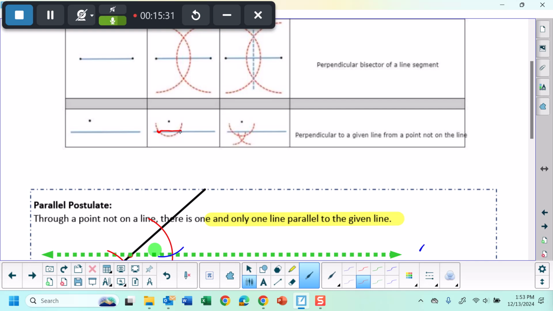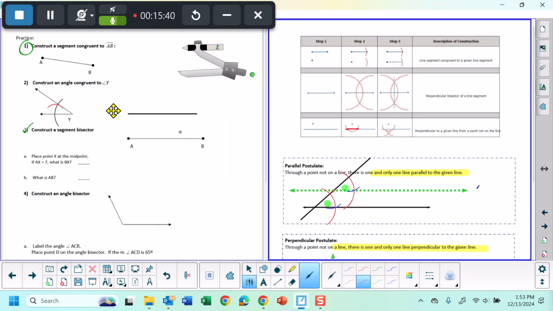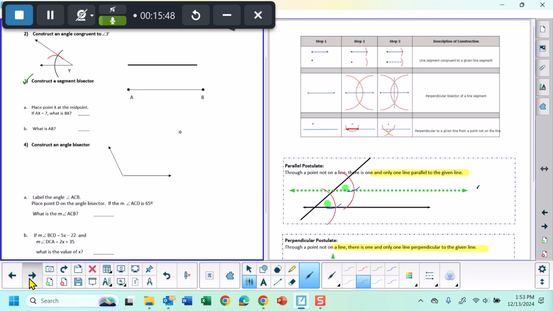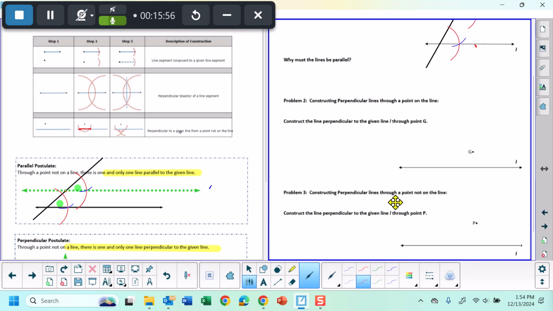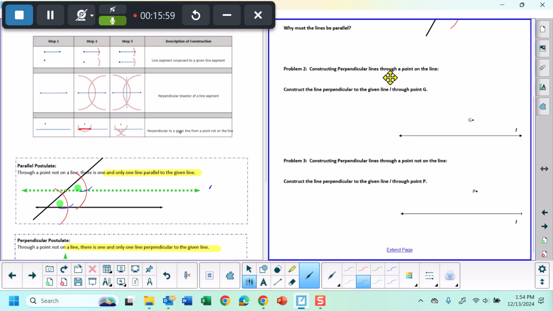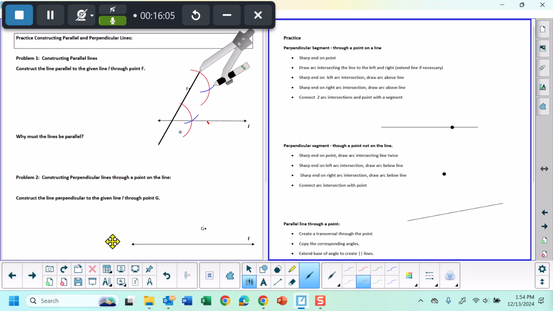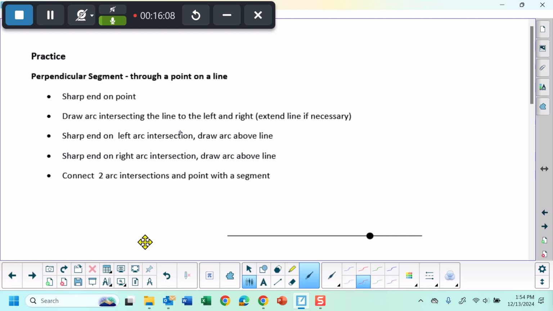All right, let's talk about the rest of this packet. So when you look at the rest of this packet, let's go ahead and page through it. You should have already done the page before, the one that had the parallel and perpendicular postulate. So that was what we did on the day before Thanksgiving. The page after it is more practice doing parallel and perpendicular lines. Some of the descriptions are different from what the picture is, so just go with the picture. The next one I want to talk about is this one here, where we have a point that's on the line.